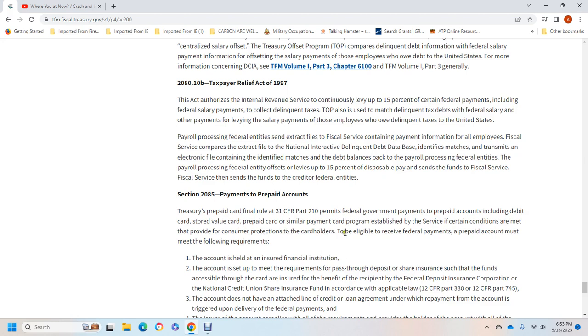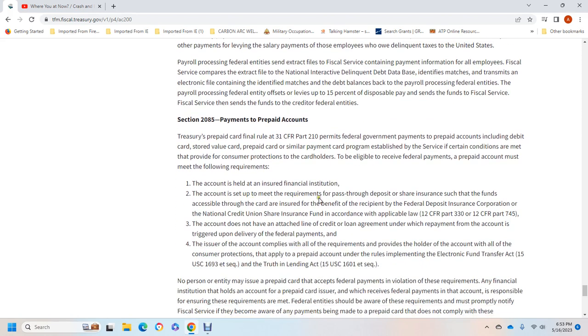For the consumer protection of the cardholder, eligible recipients of federal payments to a prepaid account must meet the following requirements. The account is held with a financial institution. The account meets the requirements of pass-through deposit share insurance for the funds, issued for the benefit of the recipient, by the Federal Deposit Insurance Corporation or the National Credit Union Share Insurance Fund, under applicable law, Title 12 CFR Part 330 and Title 12 CFR Part 745. The account does not have a credit line or loan agreement with repayment of the account triggered upon delivery of the federal payments.